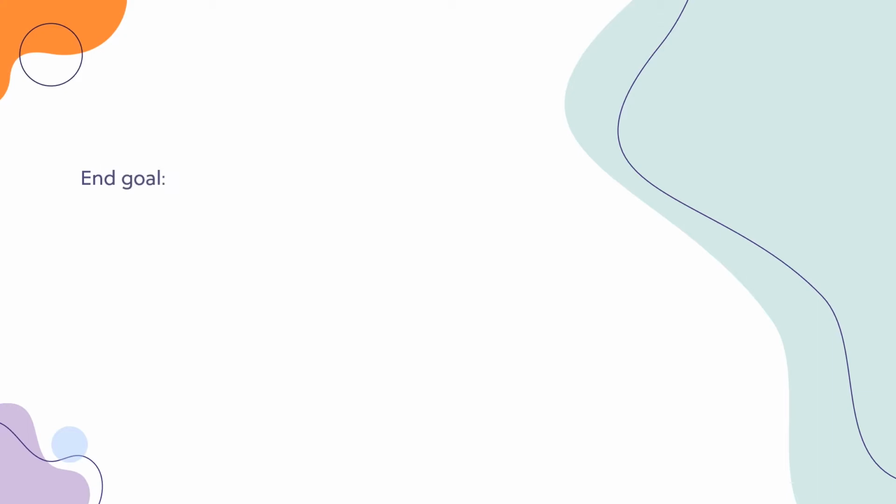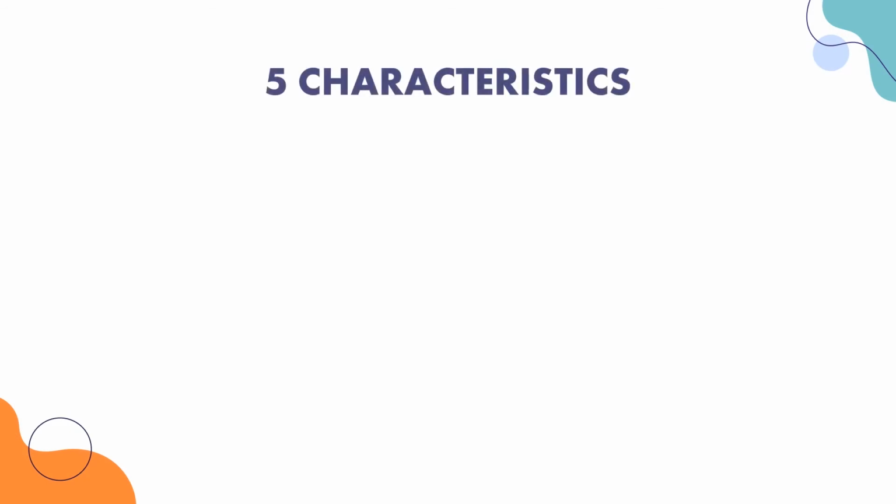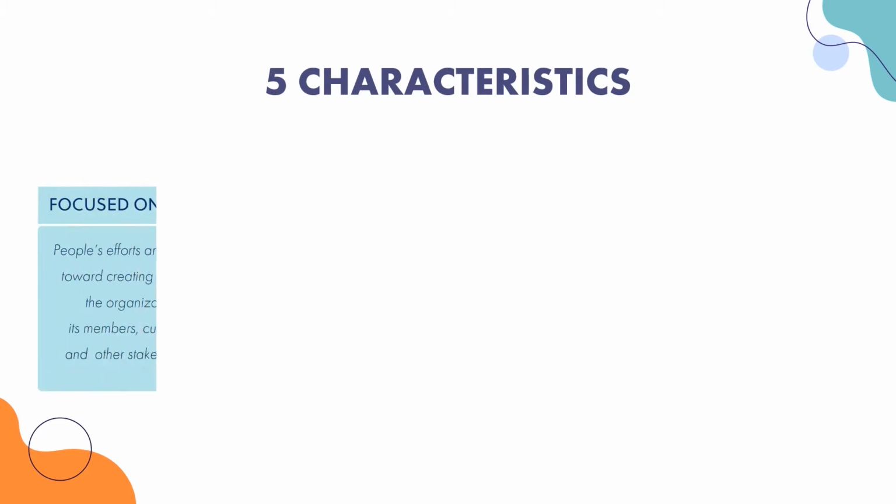If there was an end goal for the Common Sense Framework, it's to support people to build organizations where both the people and the organization can thrive. During our inquiry to develop the framework, we identified 5 characteristics that we believe are essential for an organization to possess in order to achieve this. Firstly, they should be focused on value, meaning that people's efforts are directed toward creating value for the organization, its members, customers, and other stakeholders.